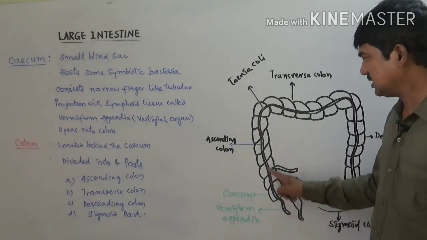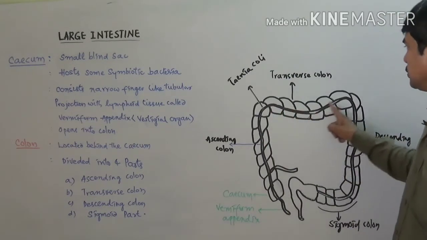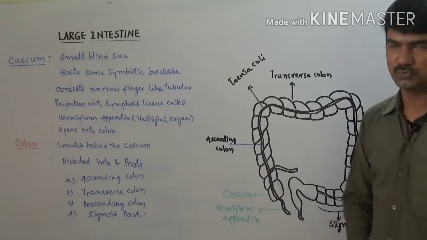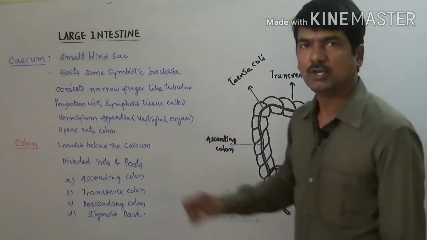We can observe a thick band-like structure on the dorsal surface of the colon. This is called the taenia coli. These are the structures we can identify in the colon region.